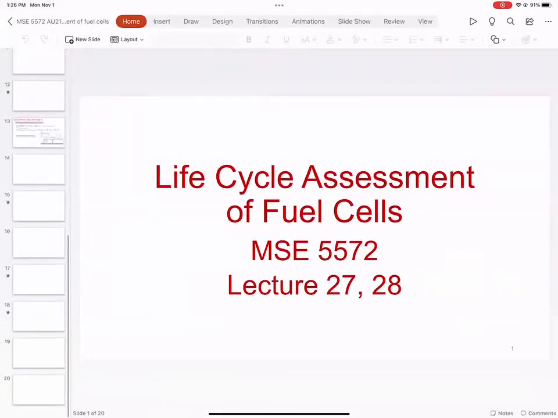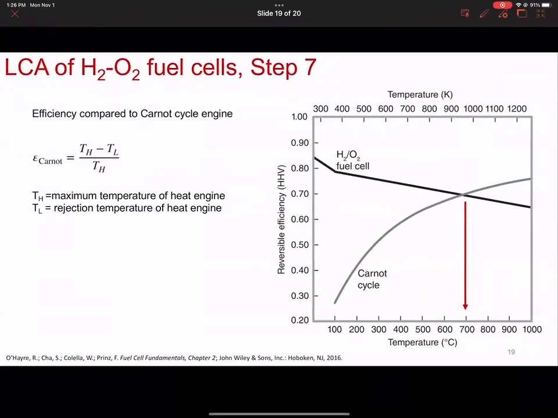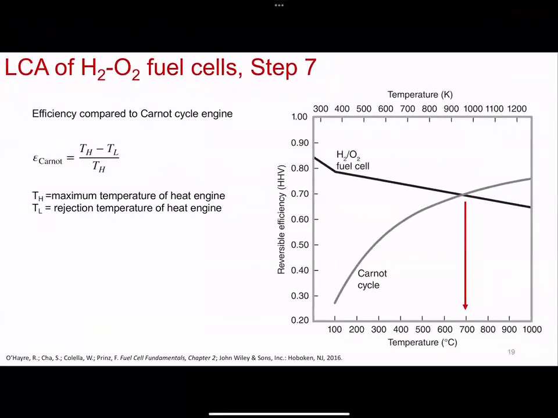I'll just give you the punchline, Dagny, since you asked. When you do a life cycle assessment, you'll see that your hydrogen fuel cell is more efficient than the internal combustion engine until 700 C, and then your internal combustion engine will be more efficient. So I guess the answer to your question is yes, up until 700 C.